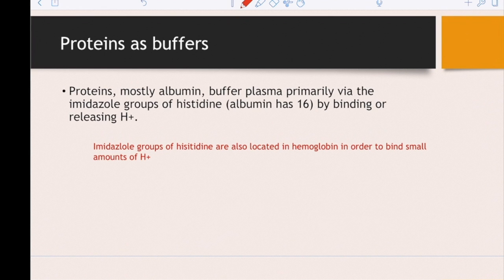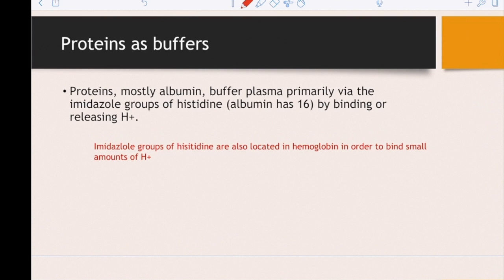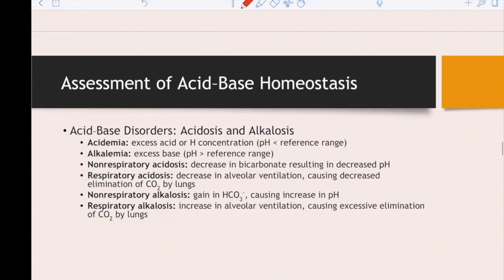We'll focus mostly on albumin, and you're going to see another common theme here. So albumin is a protein that can be found in the plasma, correct? And it has 16 imidazole groups from histidine. So it acts actually pretty similarly to hemoglobin in that its imidazole groups are attracted to those protons. So that's what they have in common, and they're going to bind or release protons very similar to the way that hemoglobin does, and that's going to help it to act as a buffer.